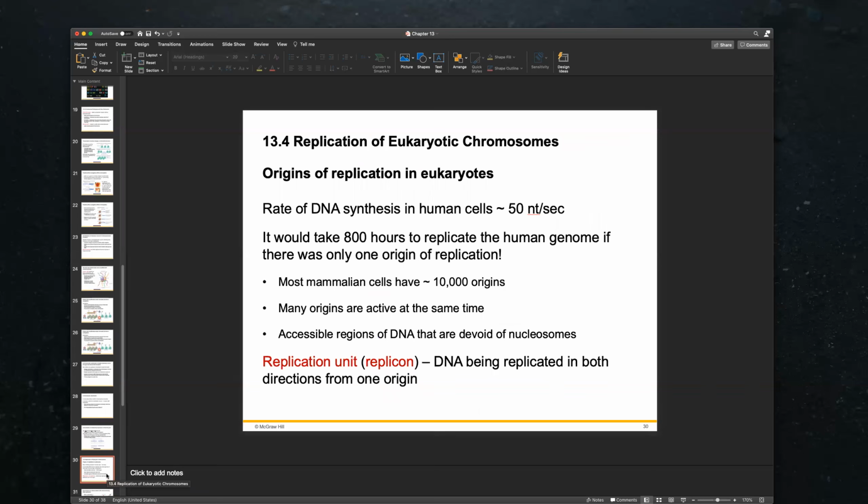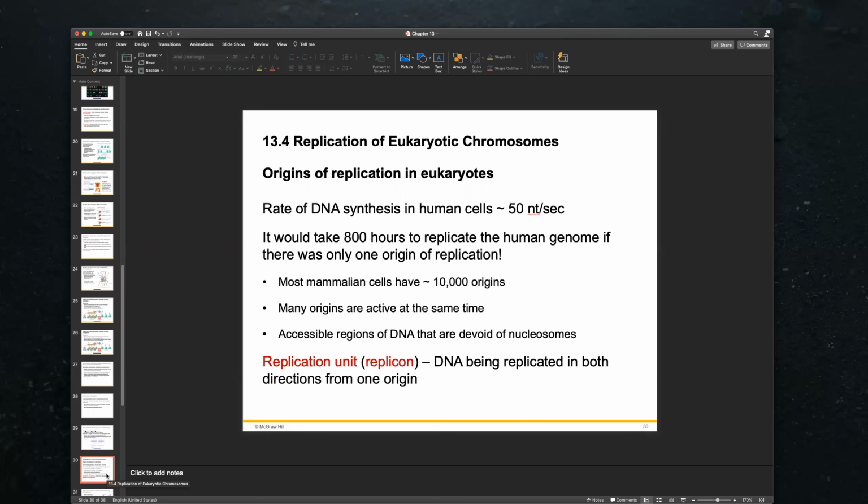Okay. The rate of DNA synthesis in human cells is about 50 nucleotides per second. So it would take 800 hours to replicate the human genome if there was only one origin of replication, also known as ORI. But we have a ton of origins of replication. Most mammalian cells have around 10,000 origins. Many origins are active at the same time.